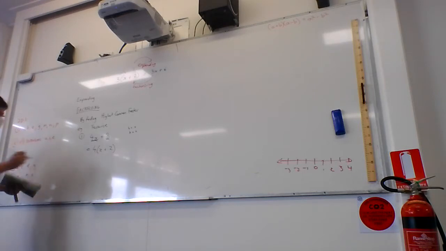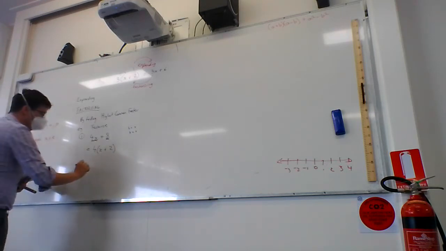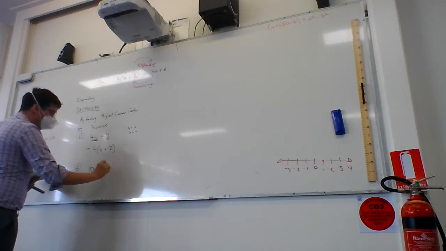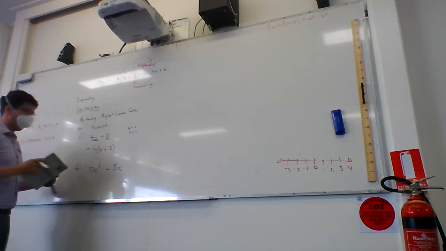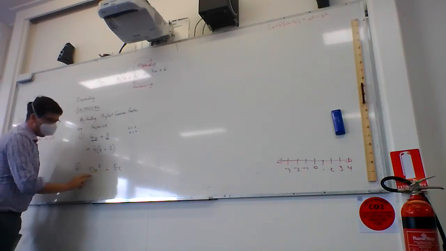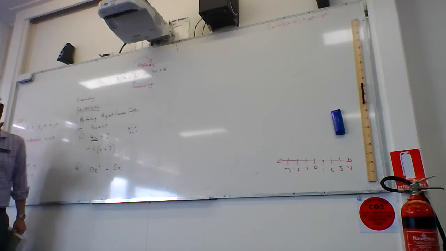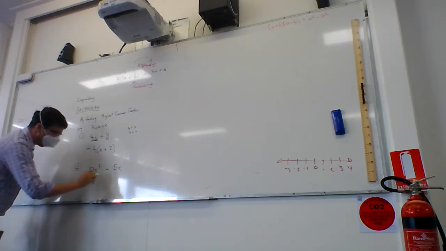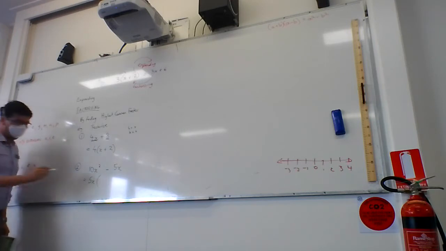Should we do another one? Let's have another go. What about factorize 10x squared minus 5x? First, have a look at the coefficients. Remember, the coefficient is the number in front of the x. Is it 5x bracket 2x take 1?